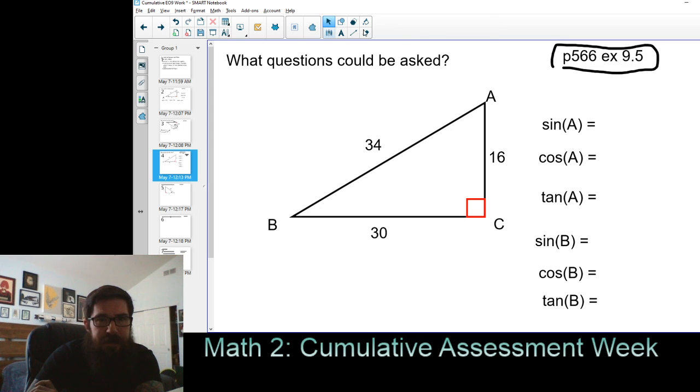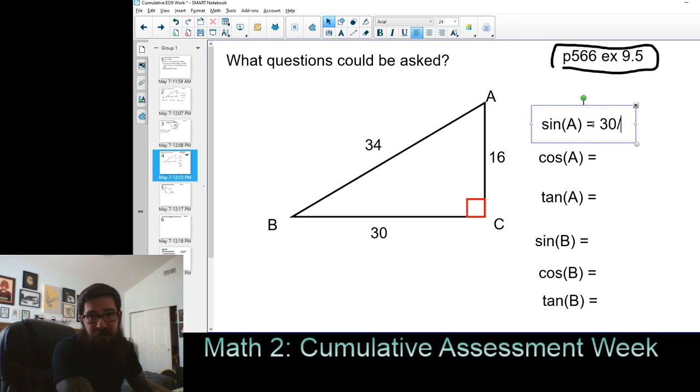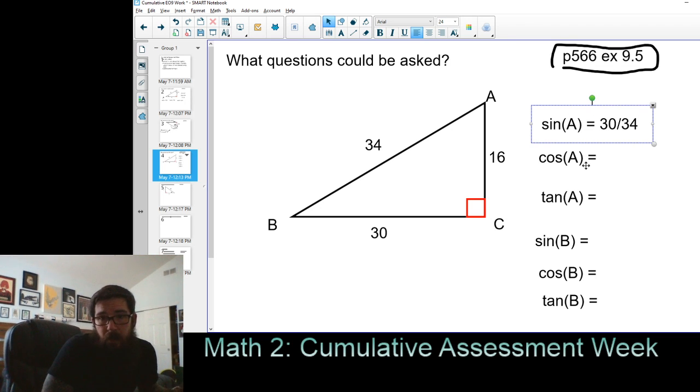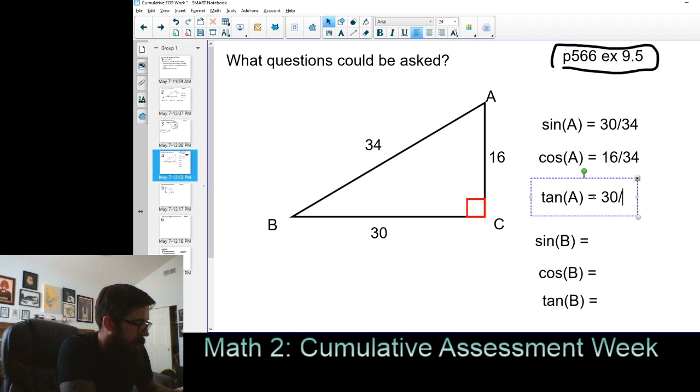I'm going to go through and just write in these answers here. If I'm looking from A, my opposite is 30 and my hypotenuse is 34. So that's going to be 30/34. You can reduce it. I'm not super worried about it. What is cosine of A? Adjacent to angle A is 16, and the hypotenuse is 34. That's 16 over 34. Tangent of A is going to be the opposite side, which is 30, divided by the adjacent side, which is 16. Again, these are all reducible. I'm not super worried about it.